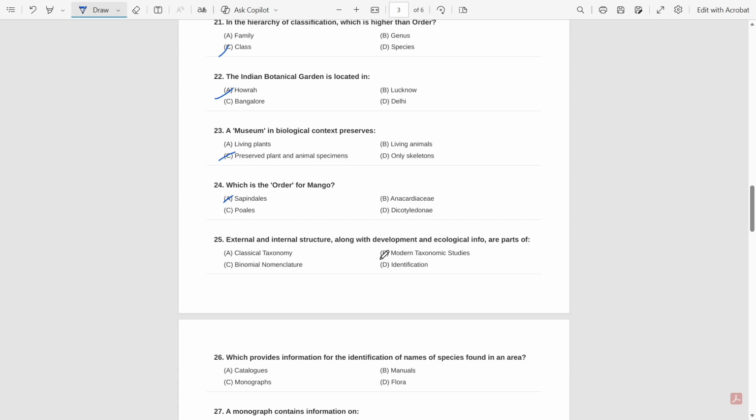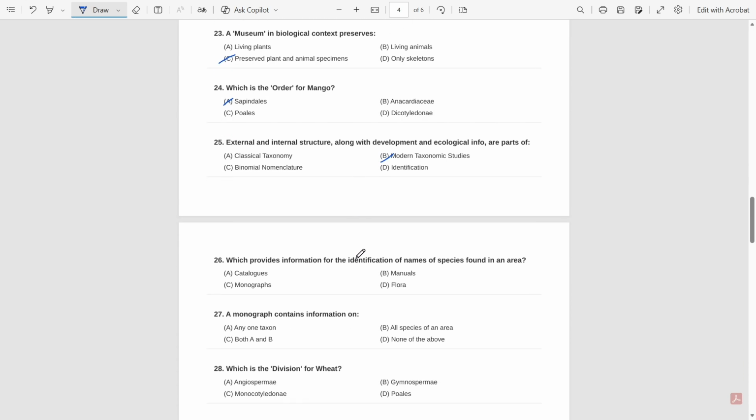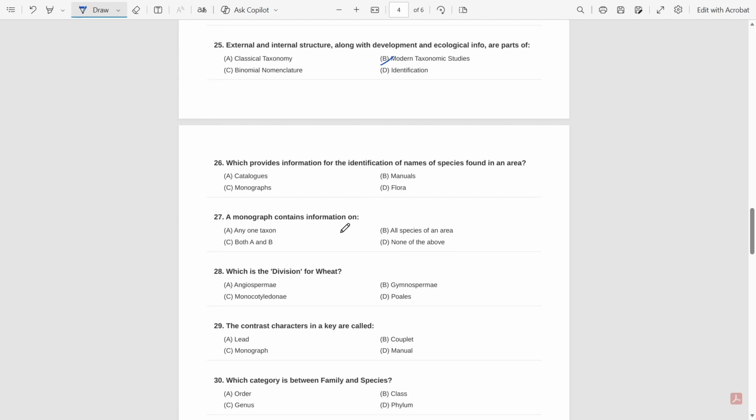Why modern taxonomy looks beyond just external morphology to internal and ecological data. 26. Which provides information for the identification of names of species found in an area? A. Catalogs, B. Manuals, C. Monographs, D. Floras. B. Why manuals are useful for providing information for identification of species names in a specific area.